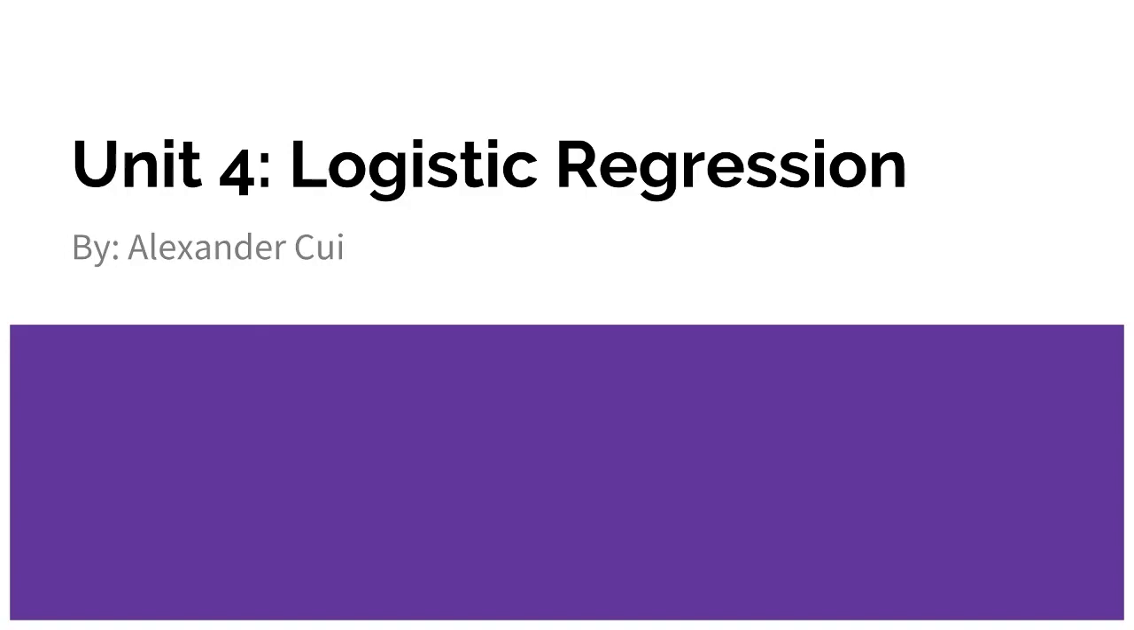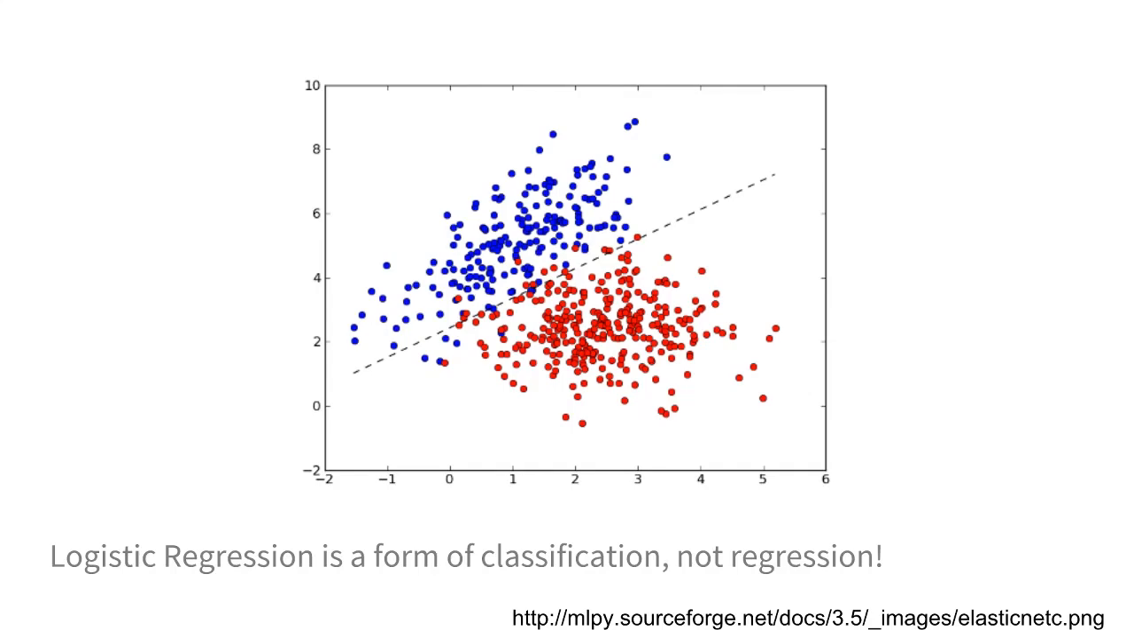Hi everyone, so today we're going to be talking about logistic regression. So what is it? Logistic regression is a form of classification, not regression, and it's named that way for historical reasons. As you can see in the graph above, we have this data set, and the data points are labeled either blue or red. And so with logistic regression, we try to find the line that can separate the data points most effectively, so that if we have a new data point on this graph, we can try to guess if it's going to be blue or red.